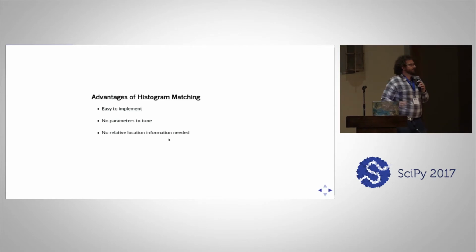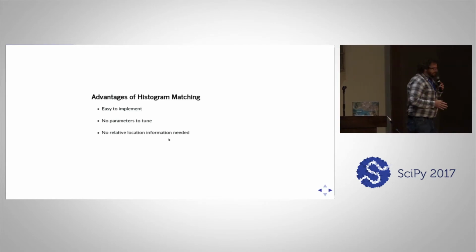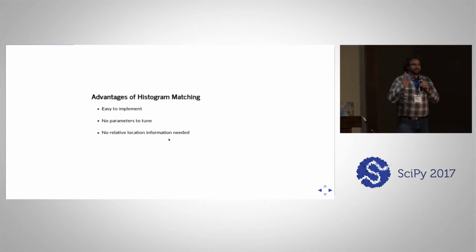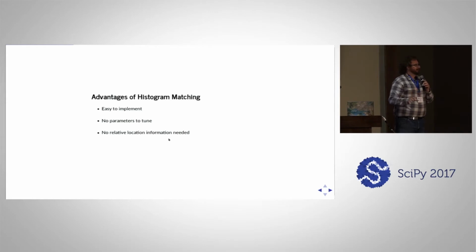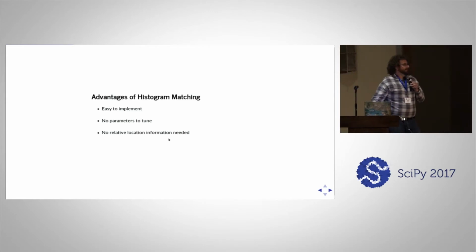We don't need any location information. So we could normalize an image of the Amazon rainforest to an image of an African rainforest. It doesn't care where they are. And that's both a good thing and a bad thing.